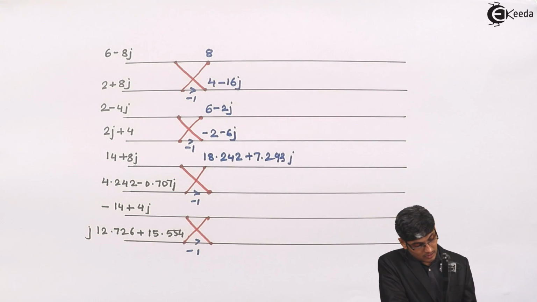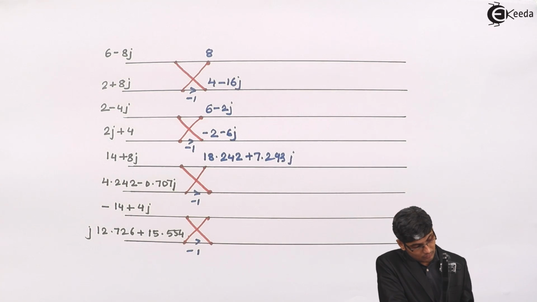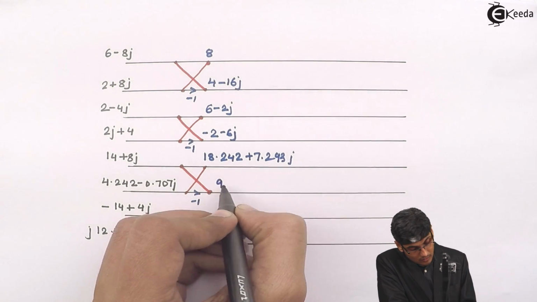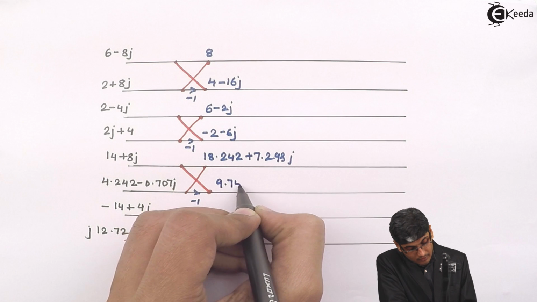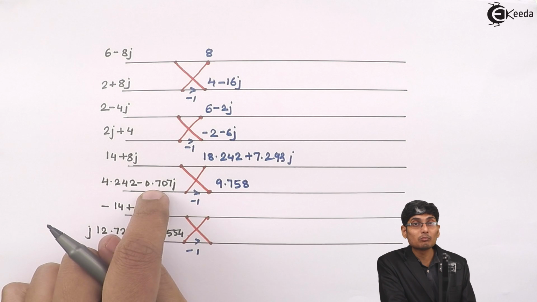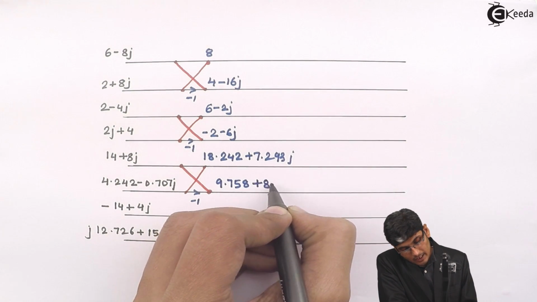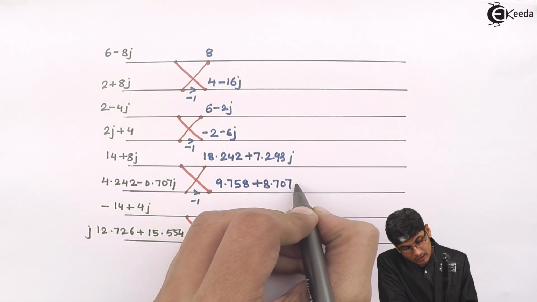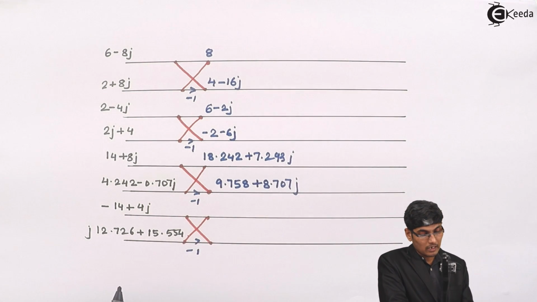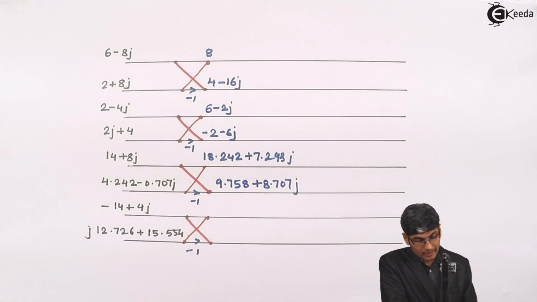Okay, similarly, when you are going to subtract them, this will be 14 minus 4.242, which is nothing but 9.758, and then this minus becomes plus. So they are going to get added. So I am going to get plus 8.707j.